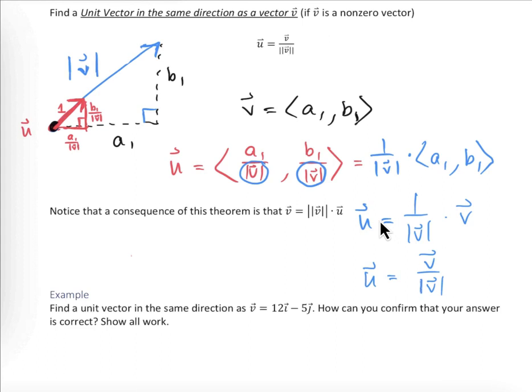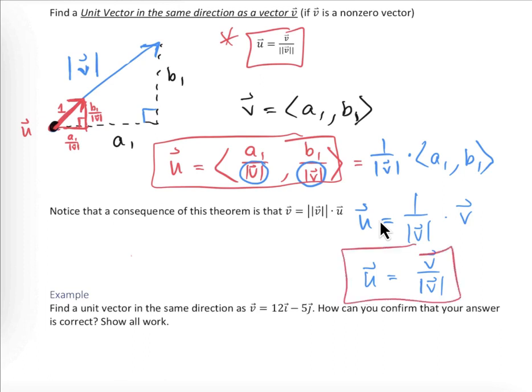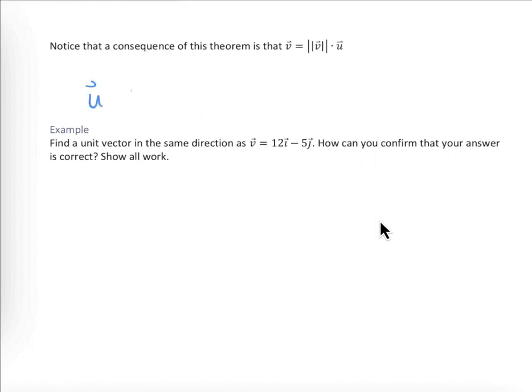And that's our formula for finding a unit vector in the direction of v. We essentially take the components of that vector and divide by mag v, or we take the vector itself and divide it by its own magnitude. So we've just shown that in order to get a unit vector in the direction of v, we take vector v and divide it by its own magnitude.